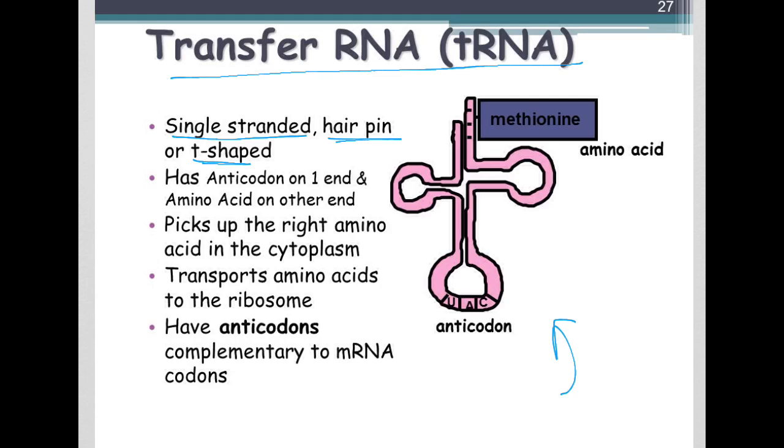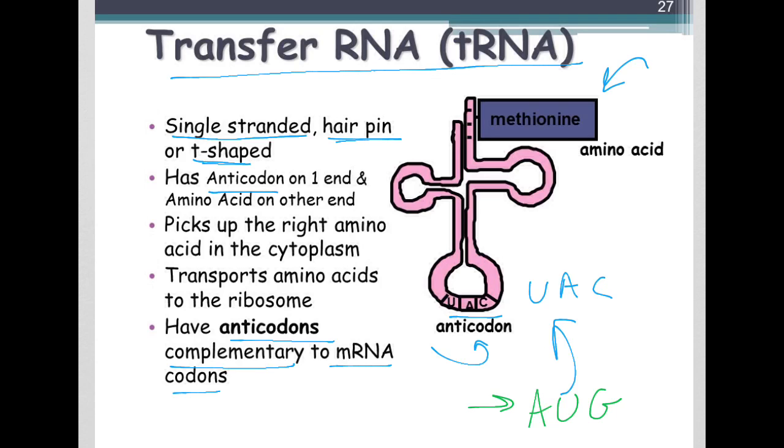It has special parts to it. It has an anticodon on the bottom here and an amino acid on the other end. The anticodon, as we can see down here, consists of 3 nucleotides. In this case, I have UAC, which are going to be complementary to the mRNA codon. So each tRNA will have a different anticodon based on which codon it matches up with. This anticodon obviously matches up with the codon AUG, which is our start codon.